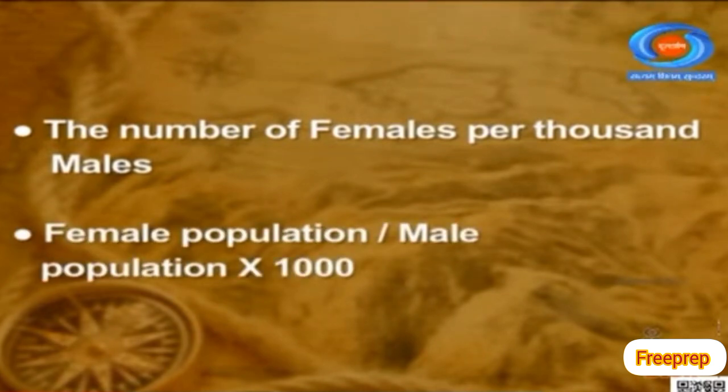If males outnumber females in a country, it will be calculated as the number of females per 1,000 males. The female population is divided by the male population and the product is multiplied by 1,000.